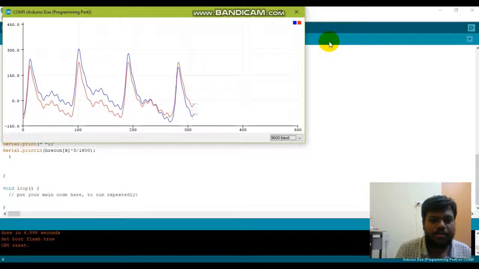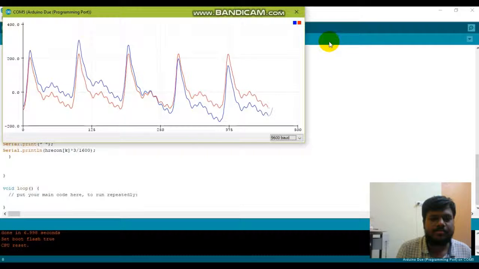Here you can see the output of the serial plotter. Here the blue one is the actual PPG data and the red one is the filtered PPG data. You can see that there is a baseline wander in the original PPG data which was removed after the filtering, and the DC component also has been removed. You can see here the shift, the DC component has been removed.